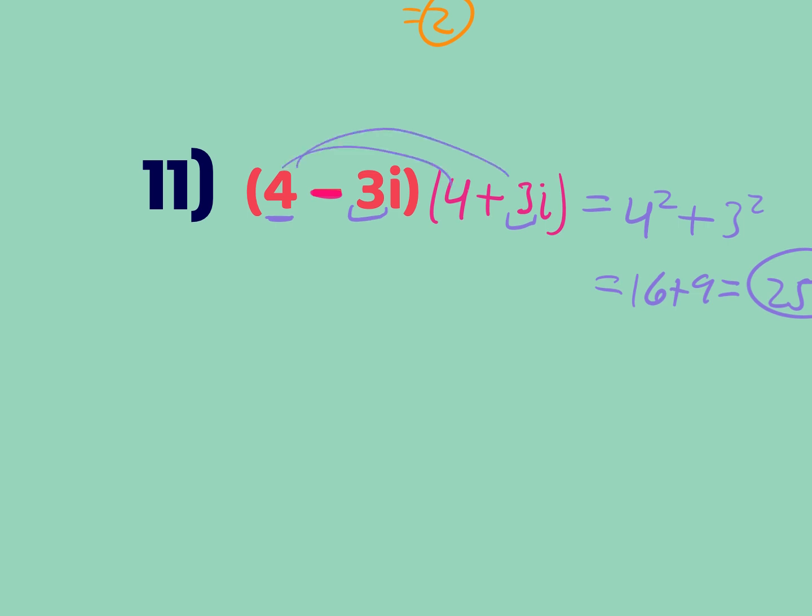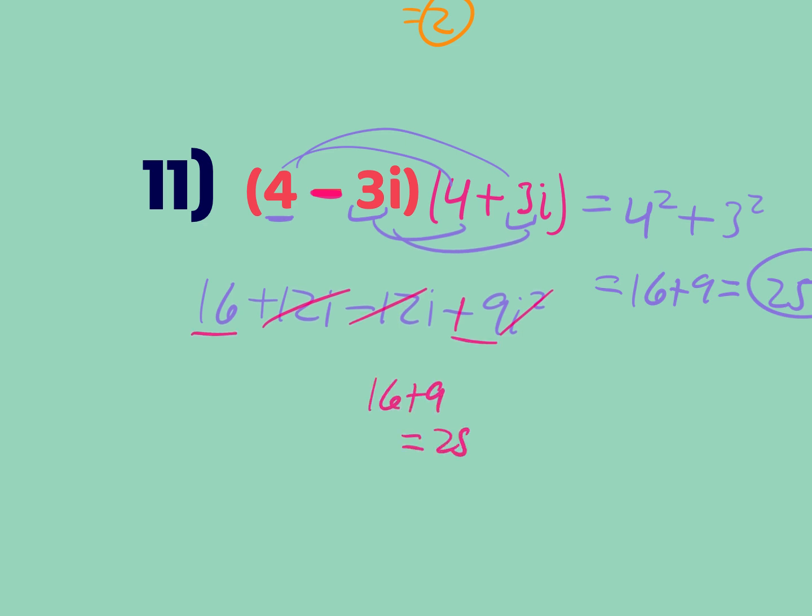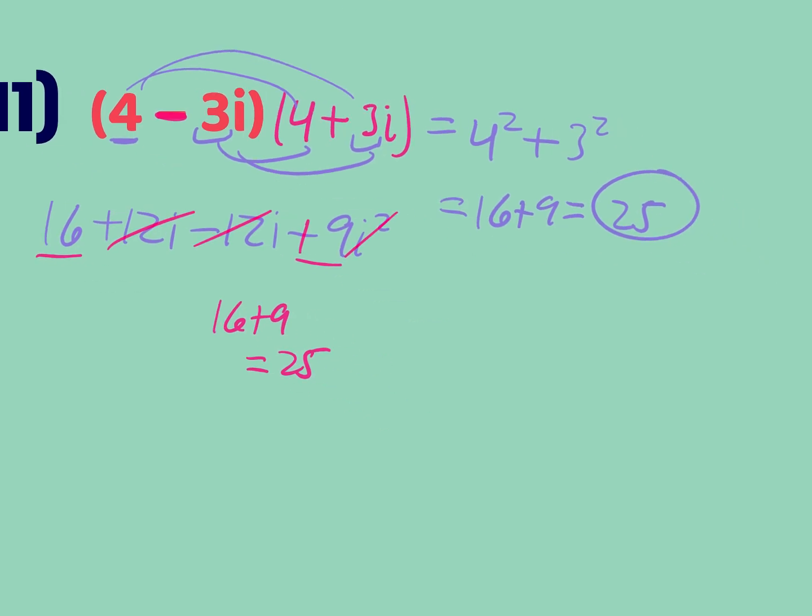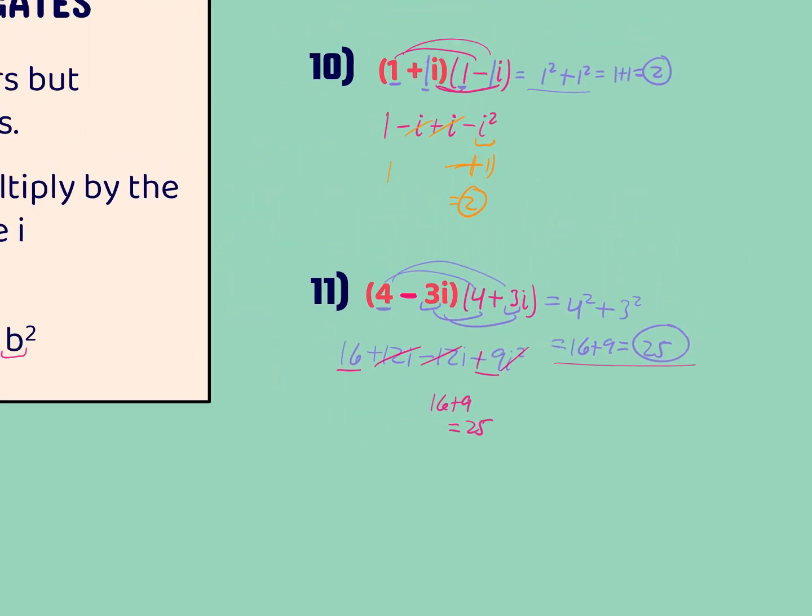Now I can do that too. We get 16 plus 12i minus 12i, and then minus 9i squared. Cancel out the middle two terms, and then cross out the i squared and replace the sign in the middle with its opposite. So this just becomes 16 plus 9, which is 25. Either way you want to do it is fine, but I like this way. It's less writing and is a little bit faster.